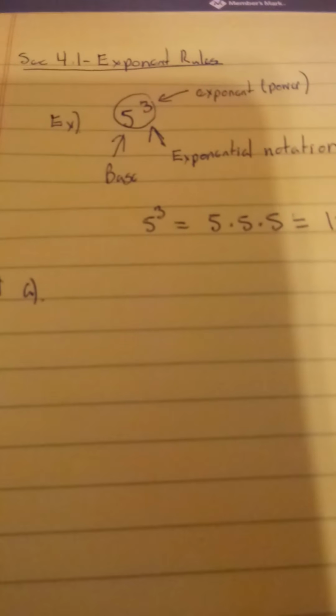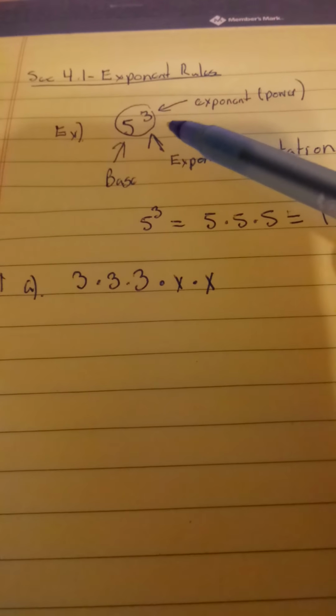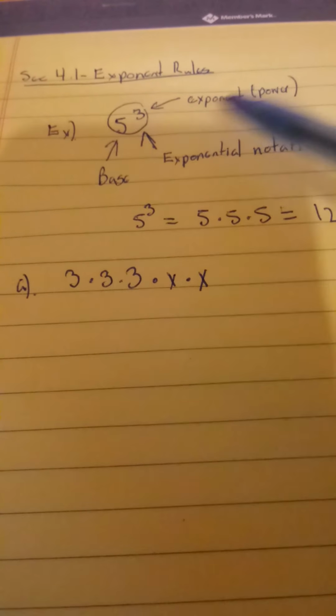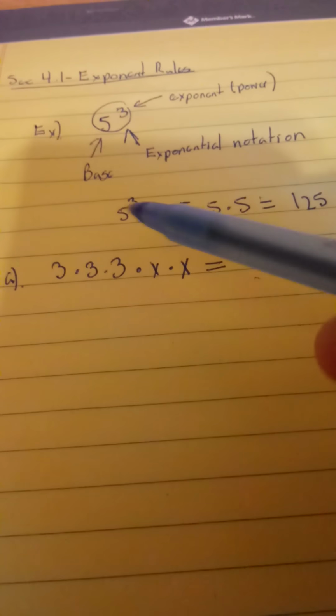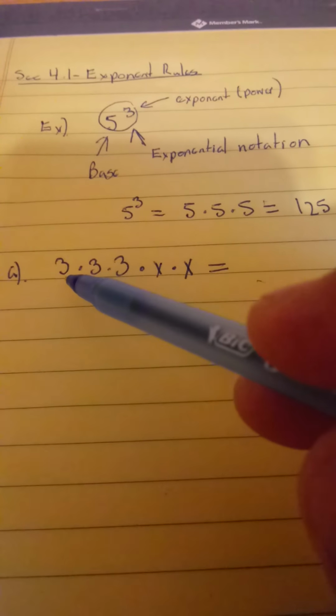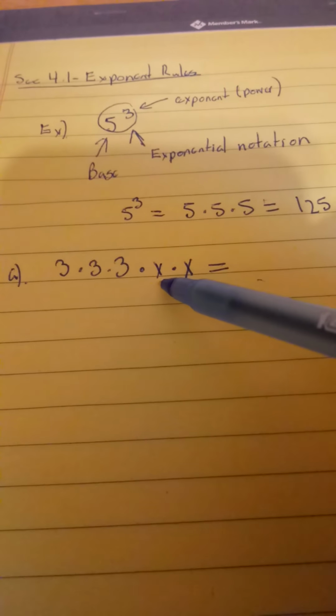So part number 1, letter A, they're giving you 3 times 3 times 3 times x times x. What they want you to do in this particular example is write it in exponential notation, just like we have it right there. So we're going to take a look at the bases first. So we have 2 bases. We have the numeric base, 3, and also we have the alphabetical base, x.